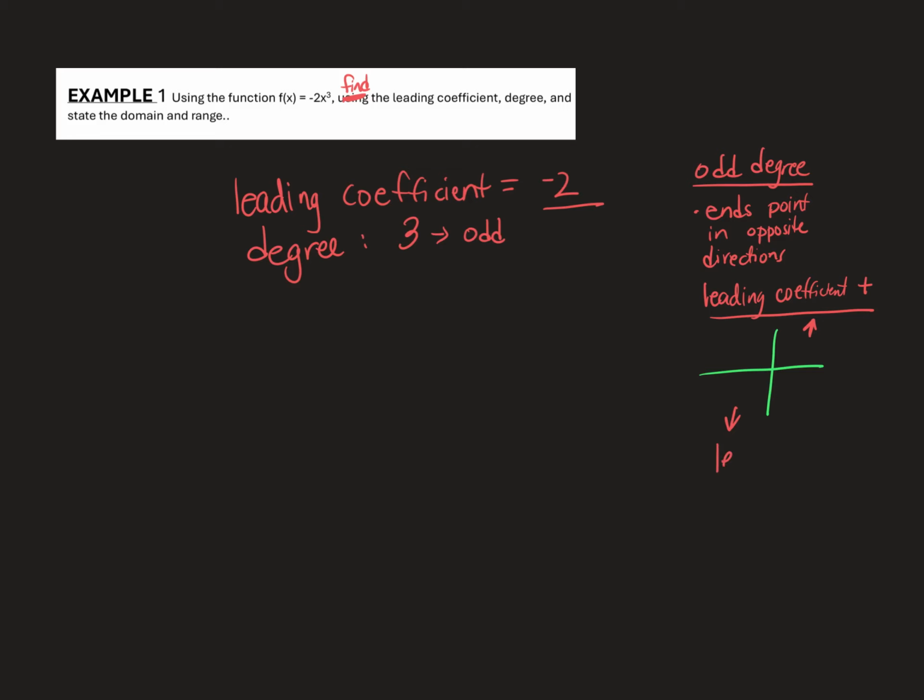If your leading coefficient is negative and you have an odd degree, it will be the opposite. Your left side will point up and your right side will point down, which will help us with our domain and range.